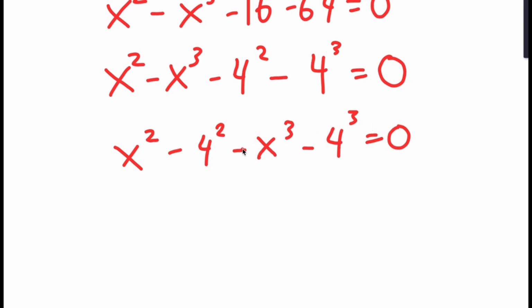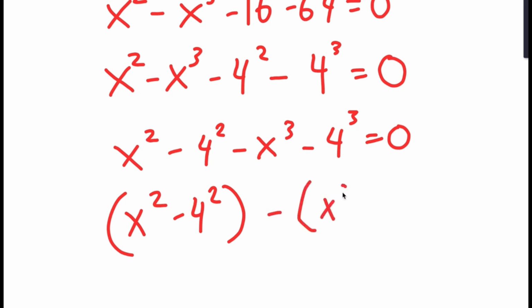So now there's two properties that I'm going to use. And before that, I'm going to rewrite this as x squared minus 4 squared, and I'm going to group this minus x to the power of 3 plus 4 to the power of 3. We put this plus because this negative sign distributes.